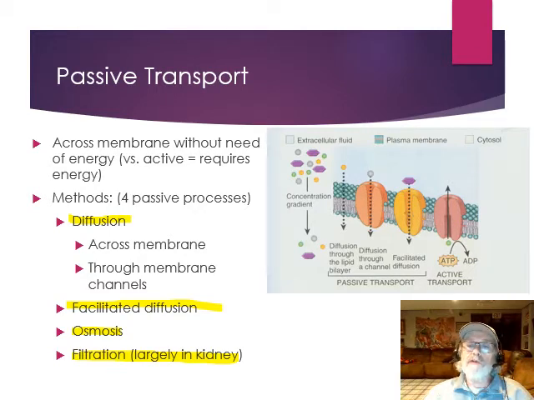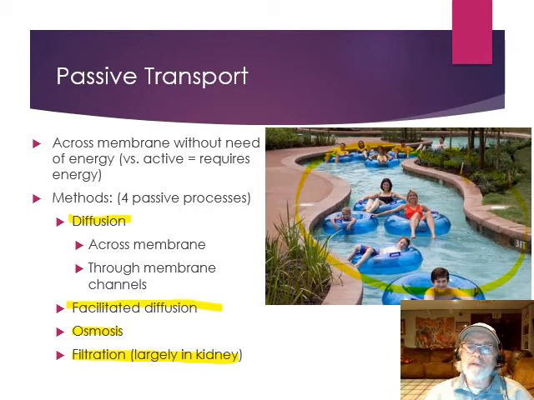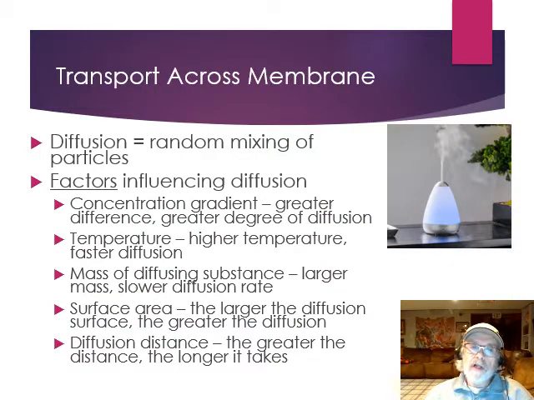This is just a diagram to show you diffusion through a channel, facilitated diffusion, and then active transport. Let's talk about those individually. So passive transport requires no energy. It's like that lazy river, just floating down a river, and you don't have to paddle, you don't have to swim, you just sit in these little tubes, get sunburned, and that's all you need to do. It's very passive. Okay, let's first talk about diffusion. What does diffusion mean?